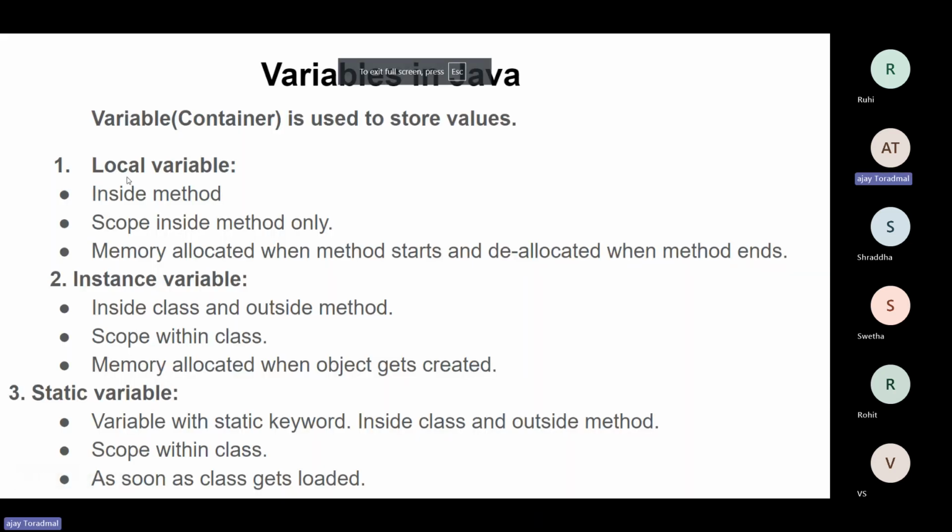First one is what? Local variable. Second one is what? Instance variable. And third one is the static variable. So these are the three types of variables available in Java. Now what is meant by local variable?